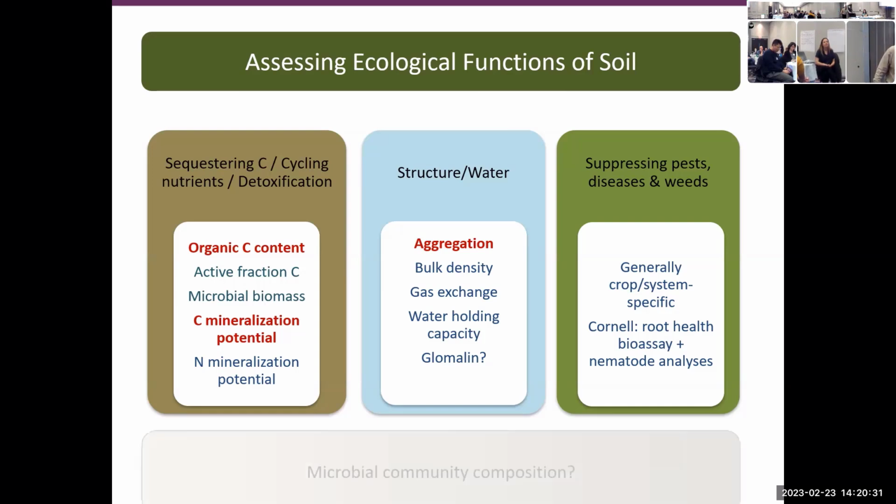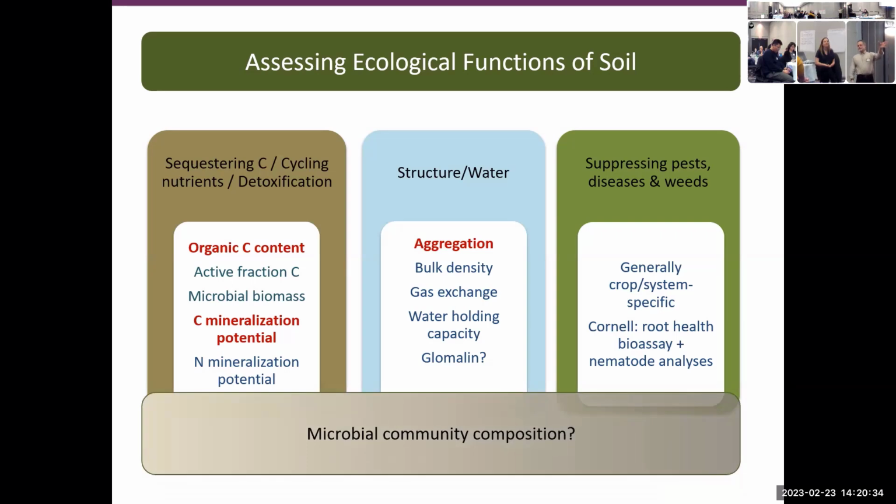And of course, as Miranda was just talking about, there's all sorts of potential in the future. We may come to identify ways of using microbial community composition or even the transcriptome composition to find better, additional proxy indicators for all these things. In particular for suppressing pests, diseases, and weeds, I think there's potential in the future to use some of these microbial community analyses to come up with proxy indicators, but we're not quite there yet.